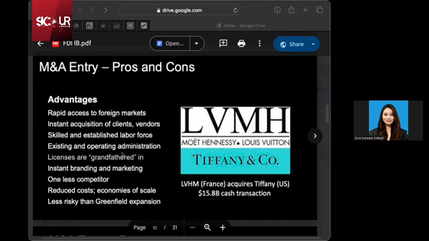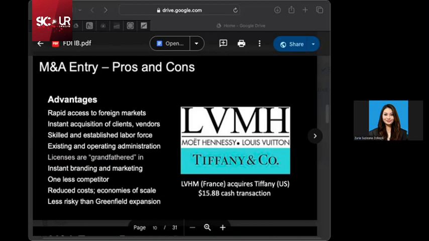And then after that, licenses are grandfathered in, instant branding and marketing. So it doesn't change. And then one less competitor. Okay, so the advantage is one less competitor, because when companies combine, normally it is in the same sector. They are competitors in the same market, same sector. So one less competitor by having mergers. And one way of looking at it is one less competitor.